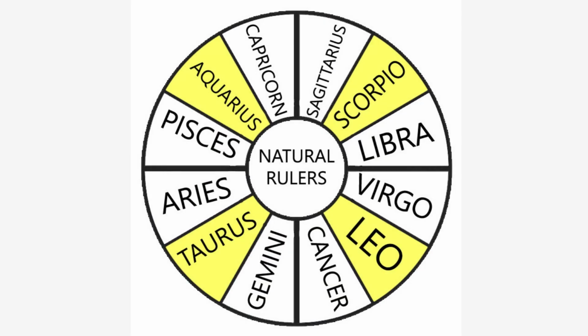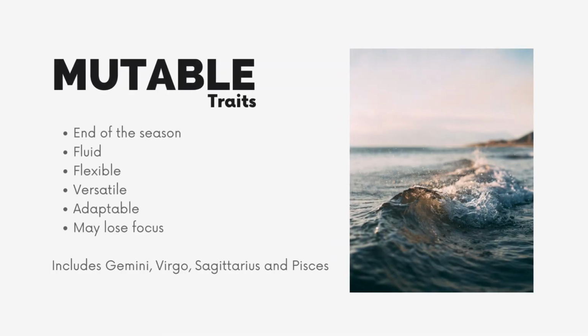And this is just a visual. Taurus opposes Scorpio, Aquarius opposes Leo, they're sister or opposite signs. When you need to finish a project, you go to a fixed sign, but when you need someone who can adapt, you go to a mutable sign.